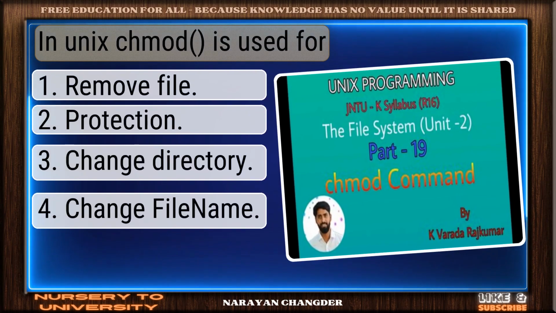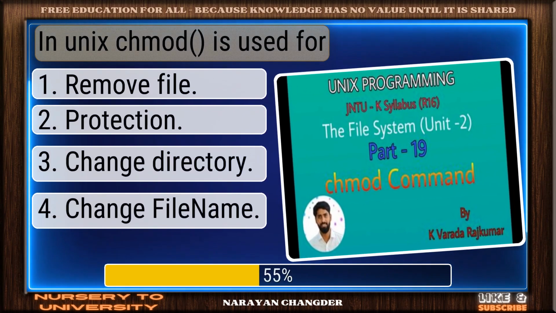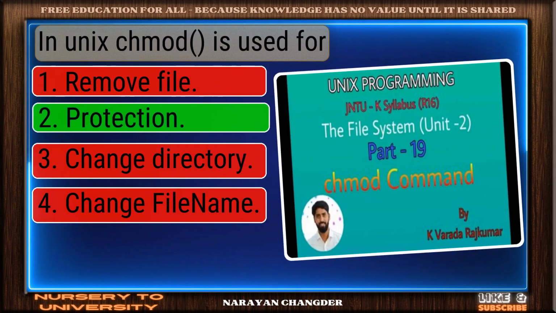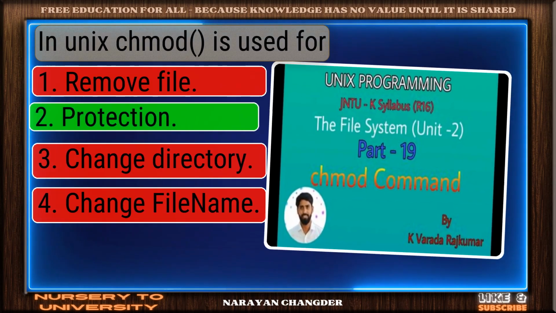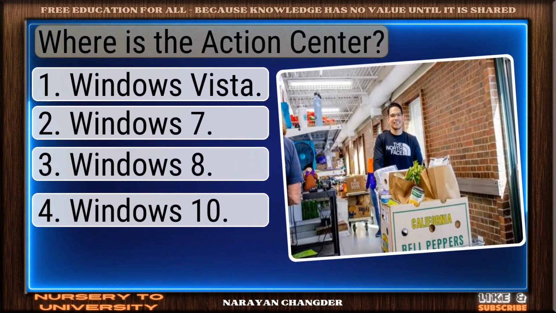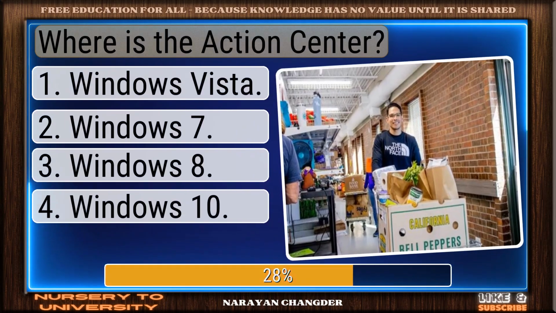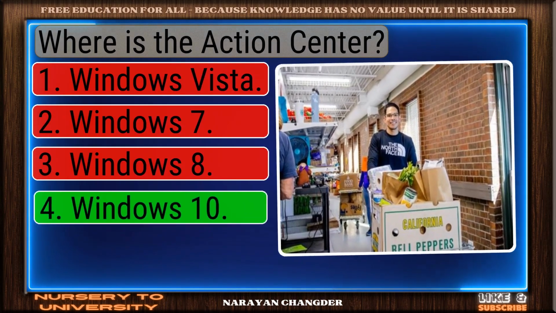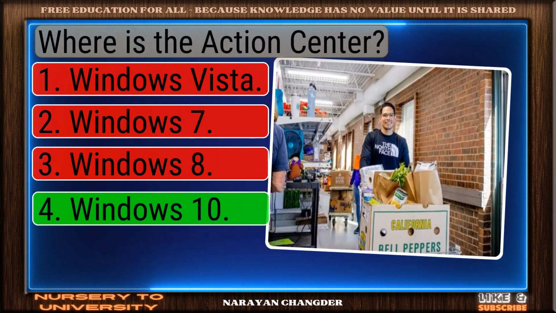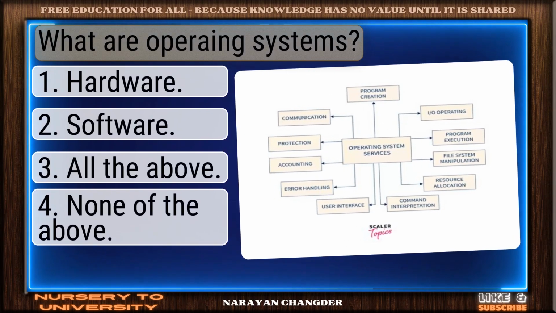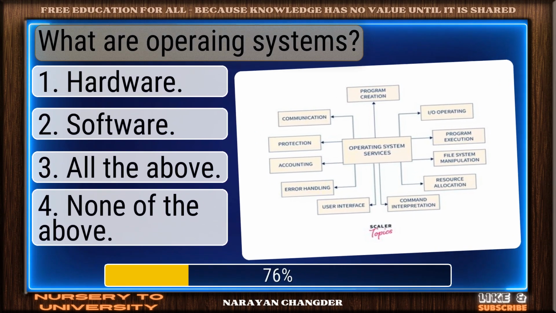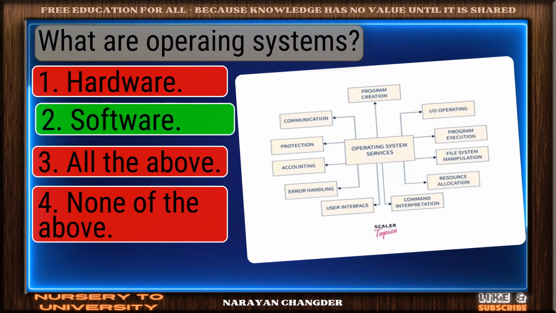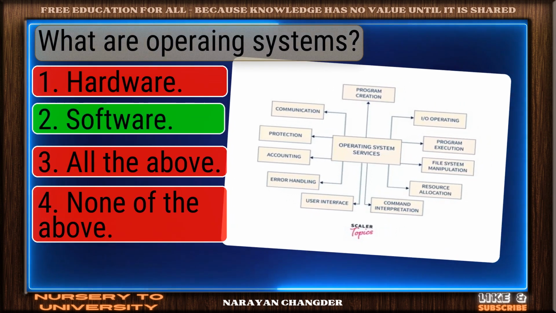In Unix, chmod is used for... Smart move. Protection is an accurate answer. Where is the action center? Excellent choice. Windows 10 is the right answer. What are operating systems? Nice work. You chose software and it is correct.